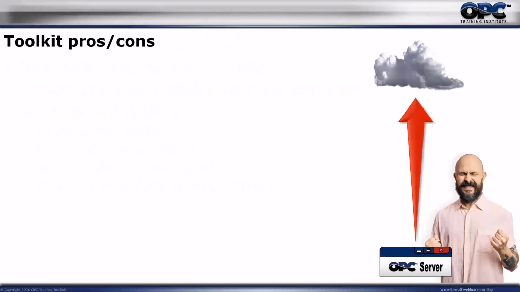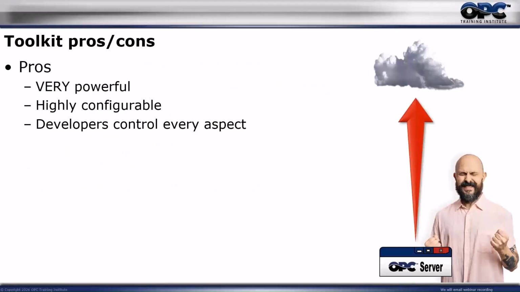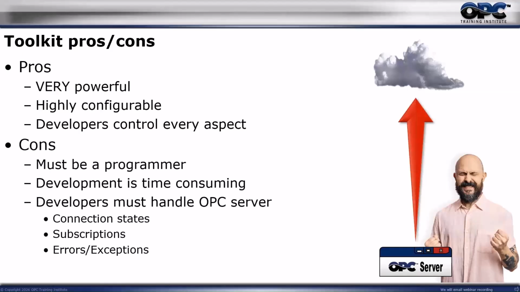So the pros and the cons. Number one, the pros is they're really very powerful. They're highly configurable, and developers control every aspect. So they really give you fine control of exactly what you want. Those are the pros. Now, the cons for all of these is, number one, you have to be a programmer. And very often you've got to be a fairly serious programmer. And the development is very, very time consuming. Why? Because, as I said earlier, it's highly configurable and you control every aspect, which means you have to control every aspect. So that's why the development is so time consuming.